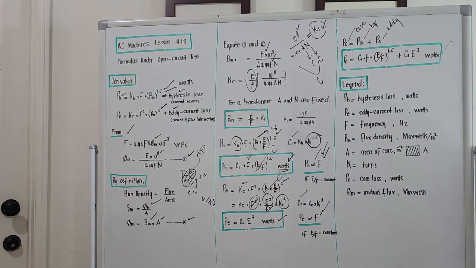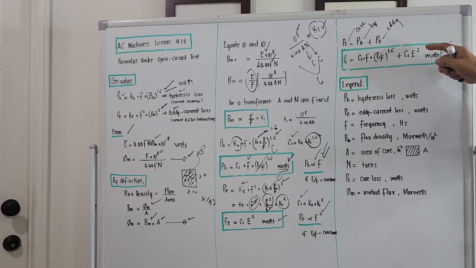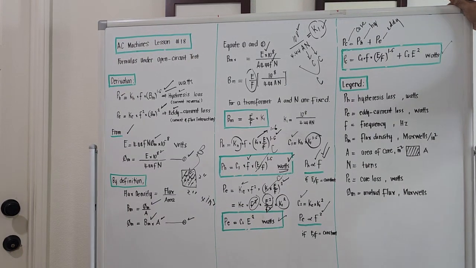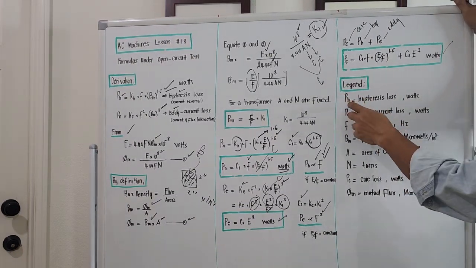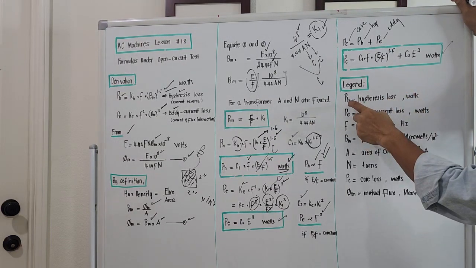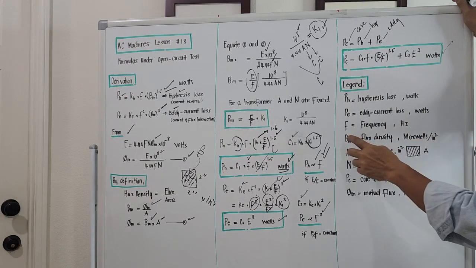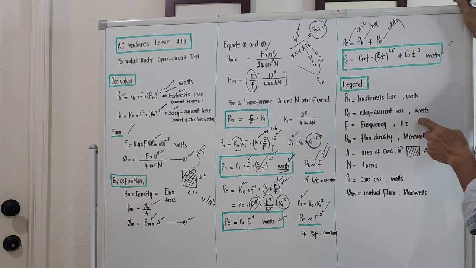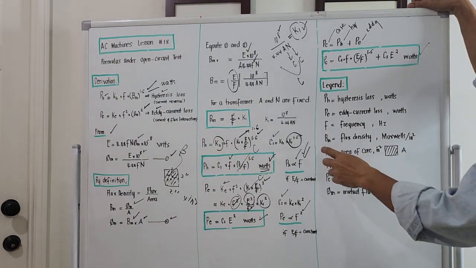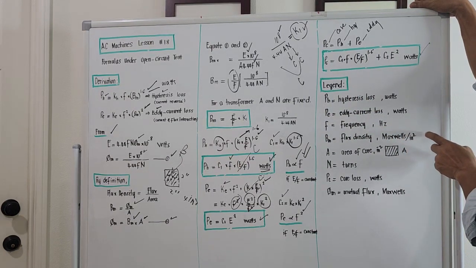So this is exponential, and this is up to the second power. Where we bring out the legend. Capital letter P with the subscript H is the hysteresis loss in watts. Capital letter P with the subscript E is the eddy current loss in watts. Small letter F is frequency in hertz or cycles per second. Capital letter B with the subscript M is flux density, the unit is Maxwells per square inch.